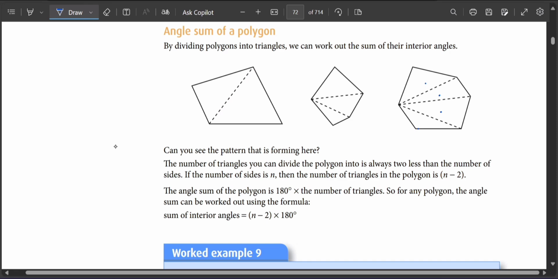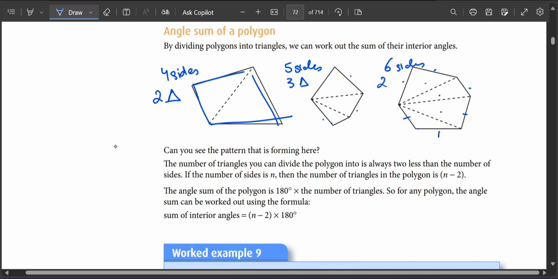1 2 3 4, we have 4 sides, two triangles. How many sides here? 1 2 3 4 5 sides, how many triangles? Similarly 1 2 3 4 5 6, similarly 4 triangles can be made. Now we can see that if we have n sides, the number of triangles will be n minus 2. So that is exactly the sum of interior angles formula, n minus 2 into 180 degrees. This is the formula for the sum of interior angles of a polygon.